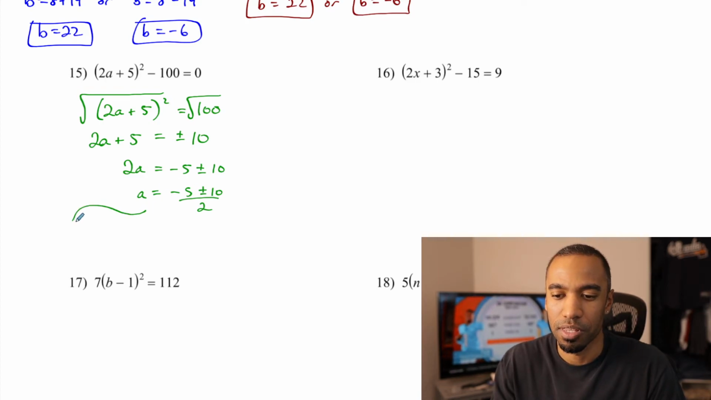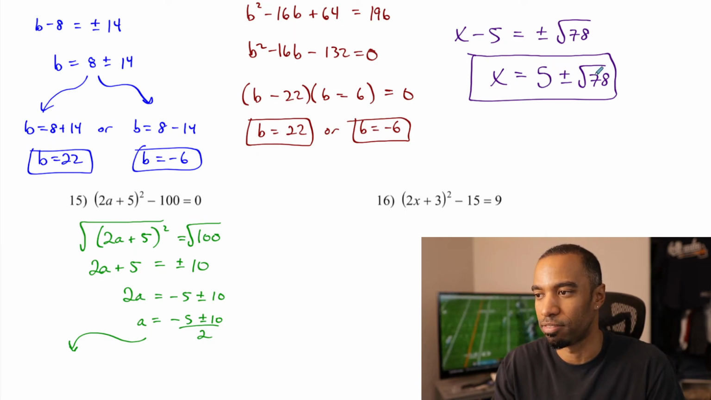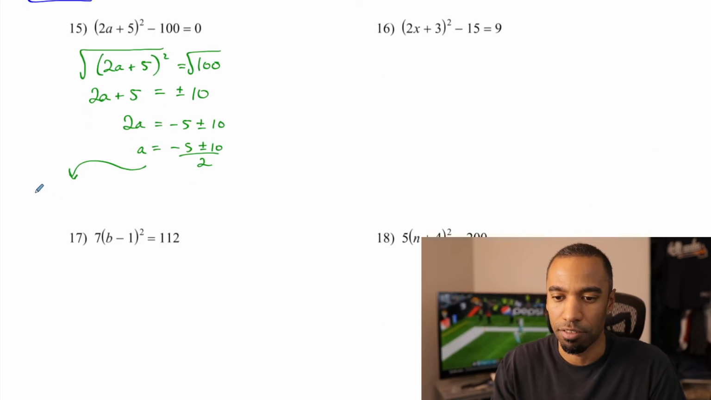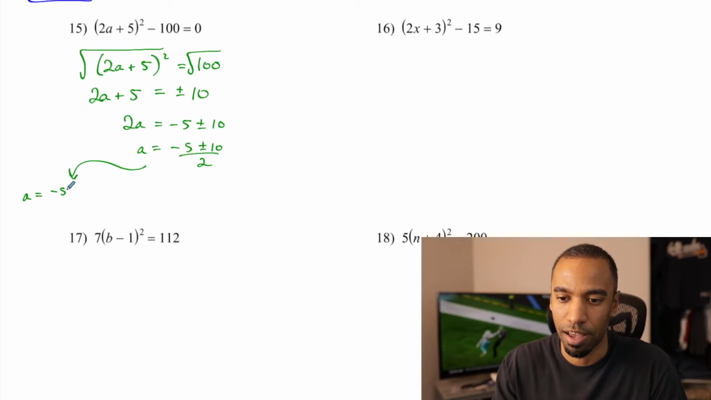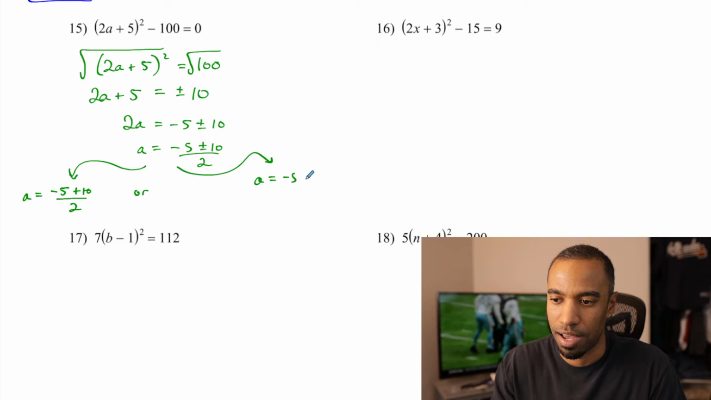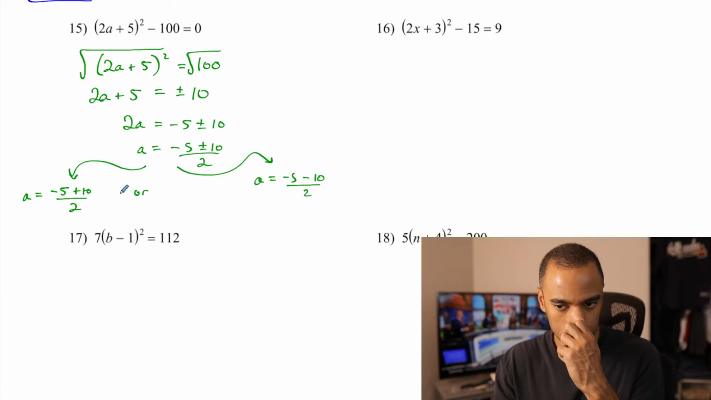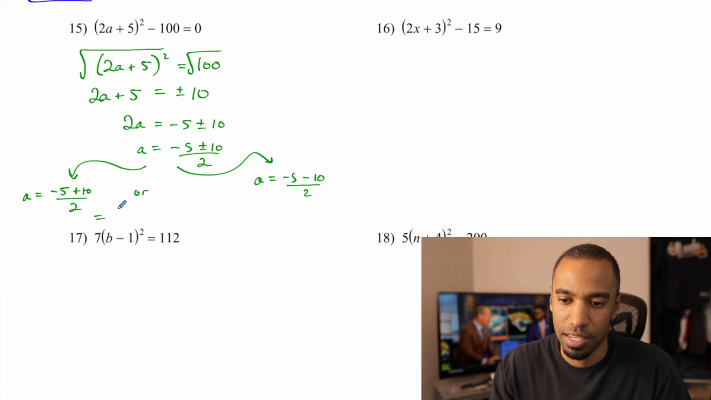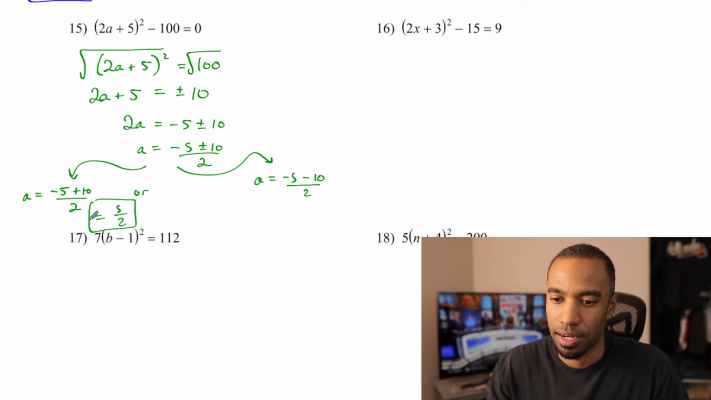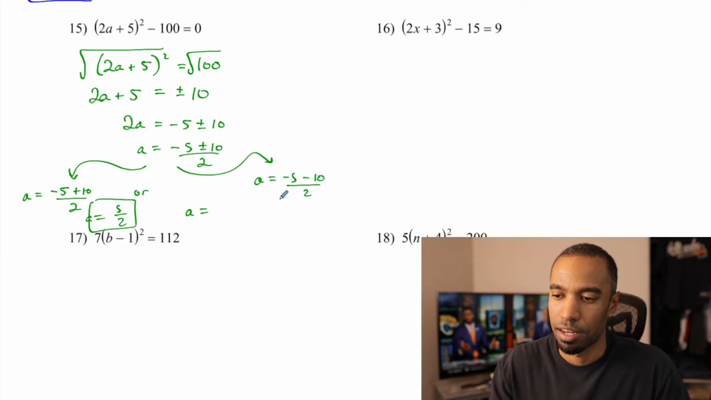Anyway, I am going to split this thing up because I can actually do negative 5 plus 10. See, this one here, I couldn't simplify this further. There's nothing to combine. But I can do negative 5 plus 10, and I can do negative 5 minus 10. So a equals negative 5 plus 10 over 2, or a equals negative 5 minus 10 over 2. Negative 5 plus 10 is 5, so that's 5 halves. That's one answer. Or negative 5 minus 10 is negative 15 halves.